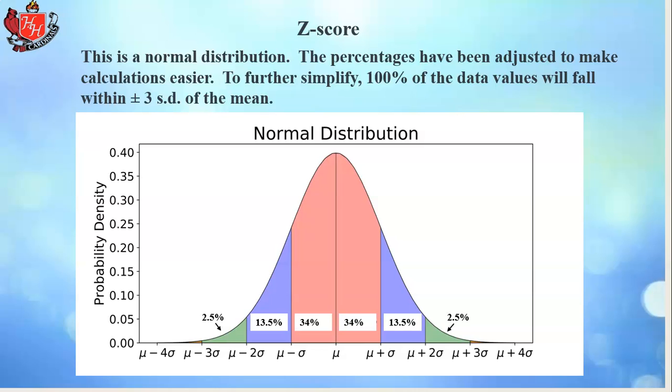Okay, so this is a normal distribution, and the percentages have been adjusted to make the calculations easier. To further simplify, 100% of the data values will fall between plus and minus 3 standard deviations of the mean. You remember there was that little 0.13 to the right and 0.13 to the left, but they've just adjusted the numbers here so that the percentages add up to 100%, and all of them are within 1, 2, or 3 standard deviations from the mean.